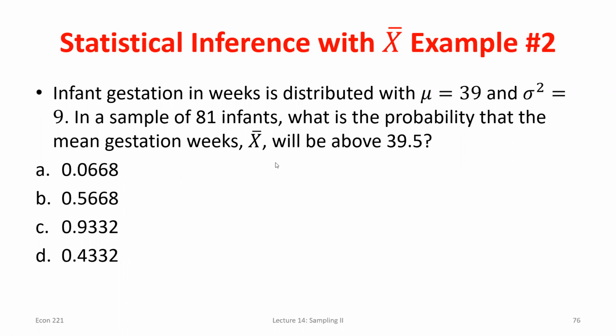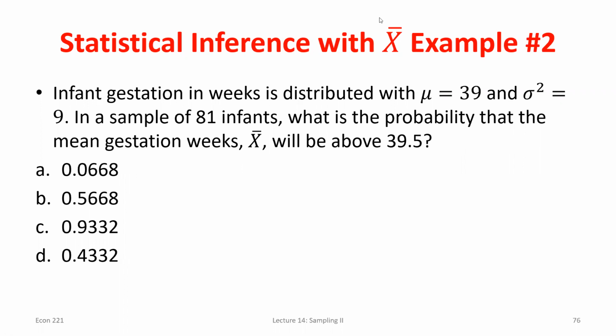Okay, we've got another example here. So let's say I've got that length of the pregnancy, the gestation weeks variable. I know the population mean is 39, and I know the population variance is 9. If I take a sample of 81 births, what's the probability that the mean gestation weeks is above 39.5?